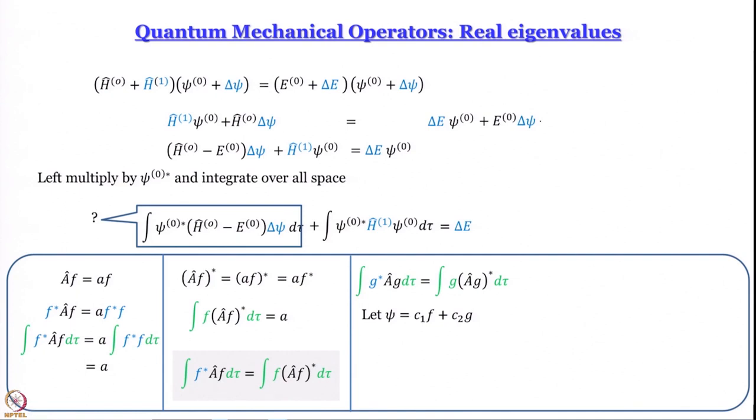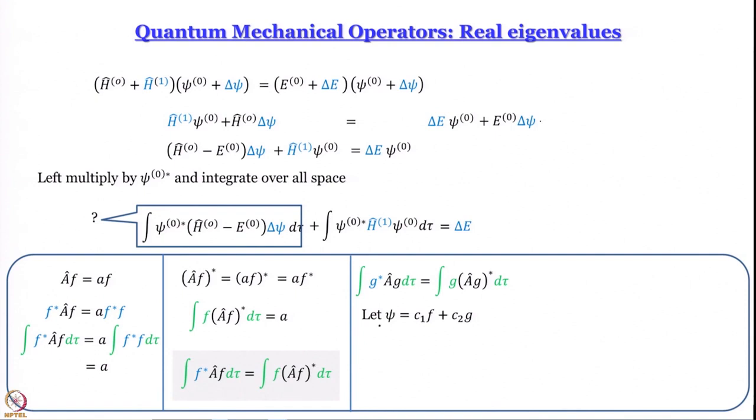We are going to jump steps there because it is lengthy. If you want, you can do it yourself. You will not have to remember anything. As long as we understand the logic, we are good. Okay. So, now see, this f is any general function, right? So, instead of f, I might as well write psi. So, I can write integral psi star a hat psi d tau.